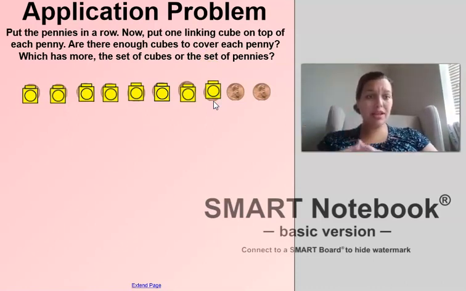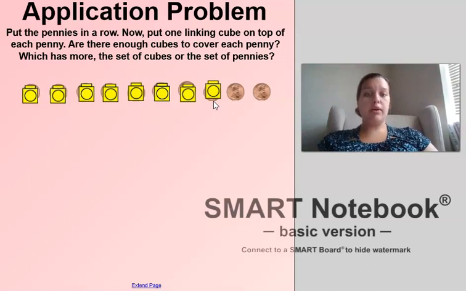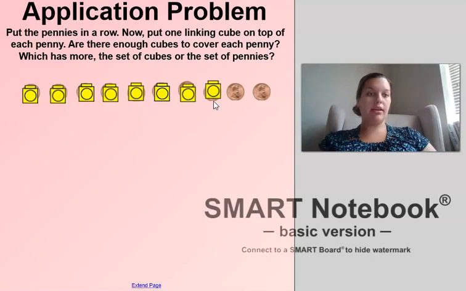Are there enough cubes to cover each penny? No. Which has more? Are there more cubes or more pennies? Show me. More cubes or more pennies? If you put your hand on your nose, you're correct. There are more pennies. We don't have enough cubes.